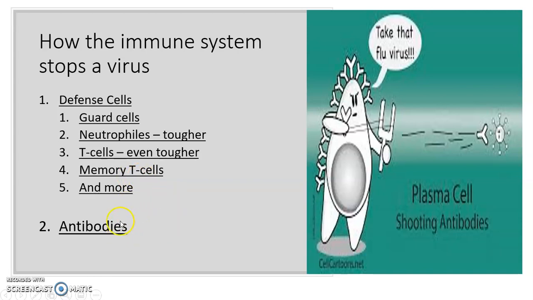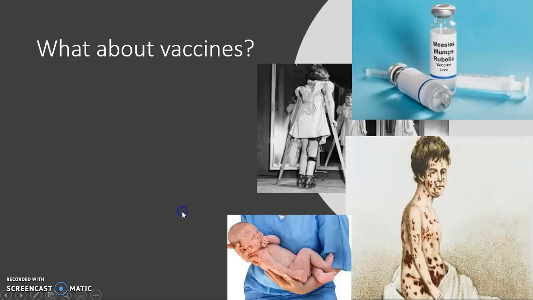And then antibodies are things that some of these cells make. And there you see your immune system is shooting an antibody at a virus. And antibodies are little, and your body makes tons of them. And when you get enough antibodies, they just kind of overwhelm the virus at the end. So what about vaccines?